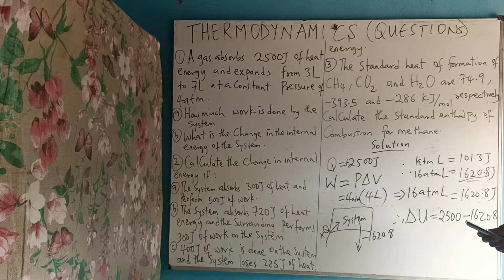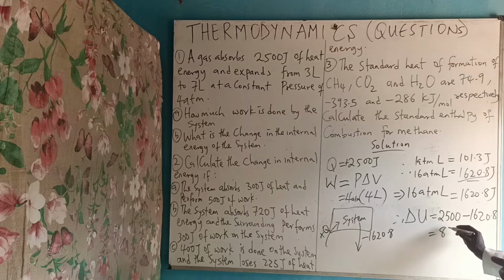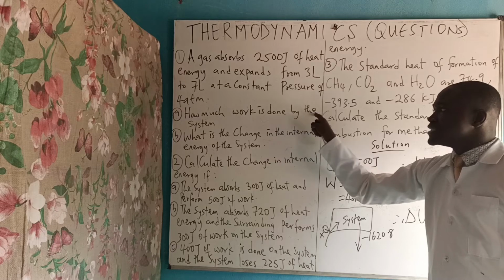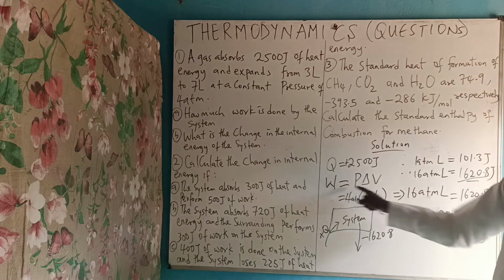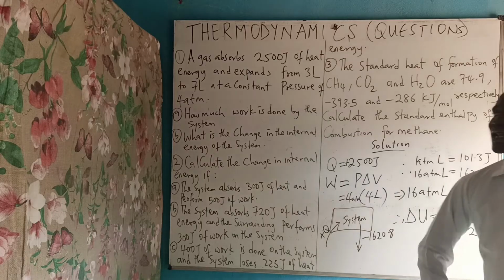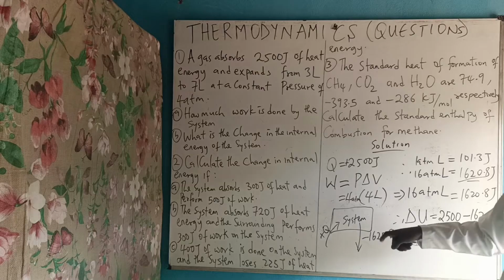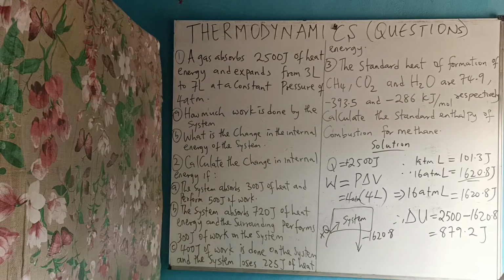Now, when you use your calculator, you have 2500 minus 1620.8. That will be giving you 879.2 joules. But if they said how much work is done on the system, it means that this work is going to be positive. That is, the surrounding is doing the work on the system. But because they say how much work is done by the system, that is how we say that the work is negative. So we go to question number 2.